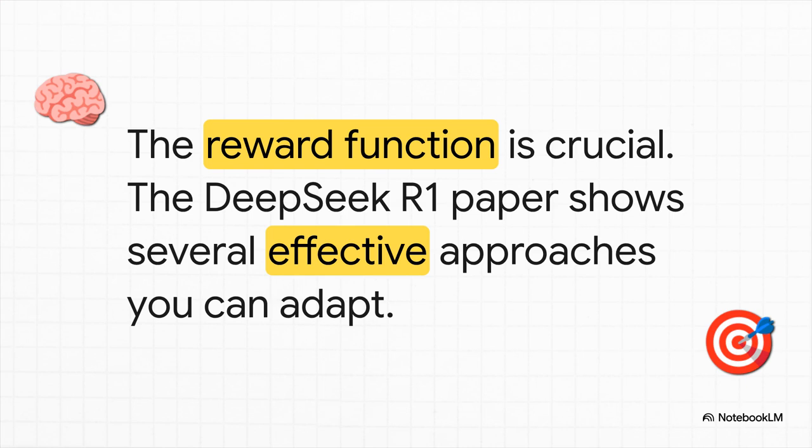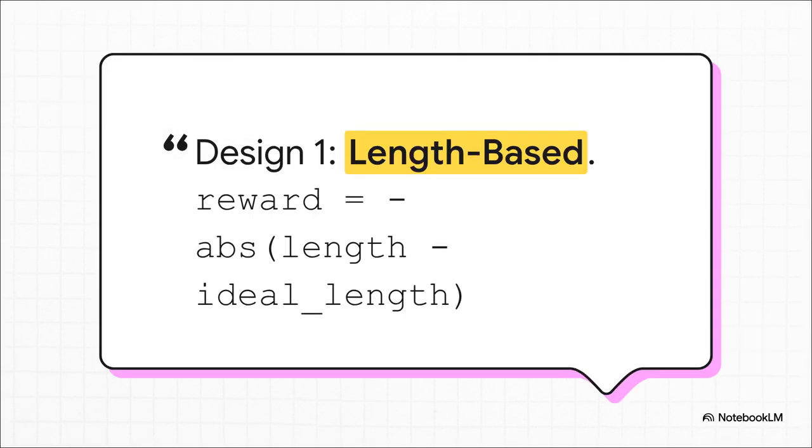So let's walk through 3 really practical, effective designs that you can adapt for your own projects, inspired by some successful implementations out there. First up, we've got the simplest approach, rewarding based on length. Let's say you want your model to generate answers that are around 20 tokens long. This simple line of code gives a higher reward to responses that are closer to that ideal length, and it penalizes the ones that are too short or too long. It is surprisingly effective for just controlling output style.